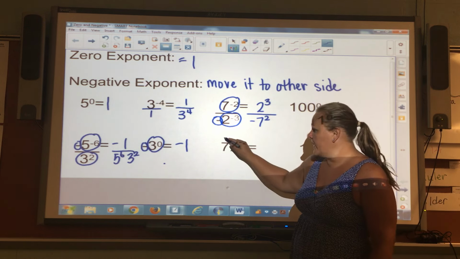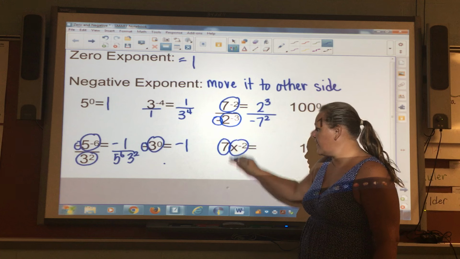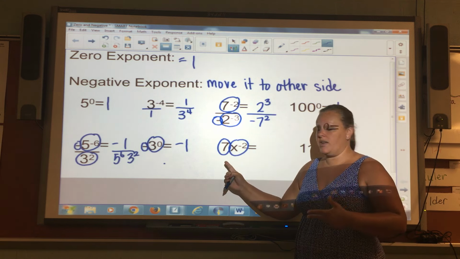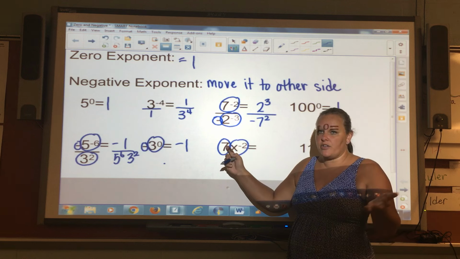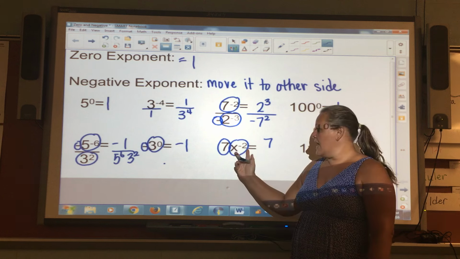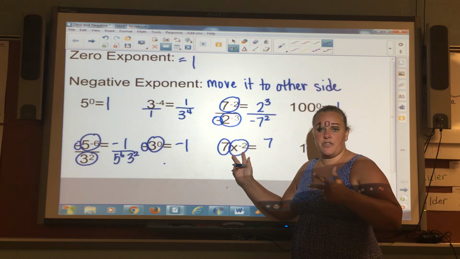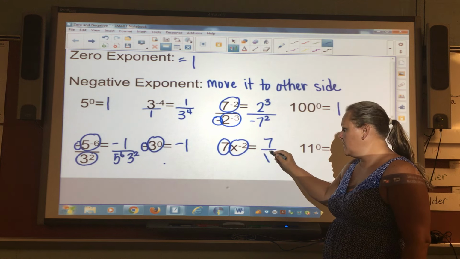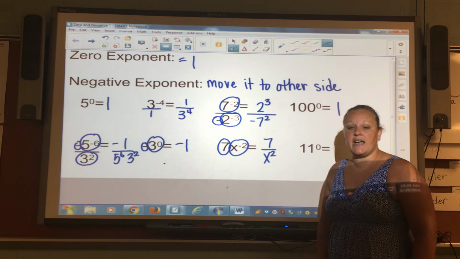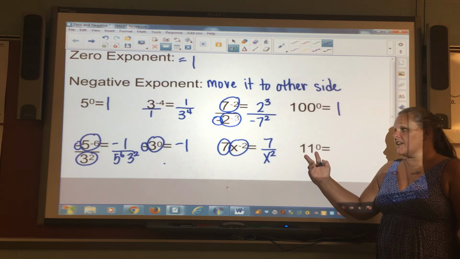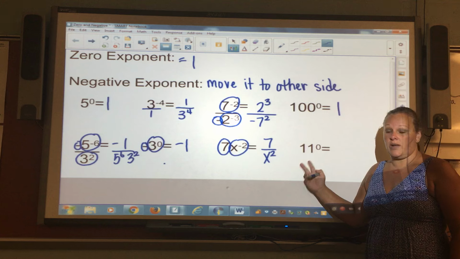Here again, we have 2 things to consider. The 7, is it going to stay, move, or turn to 1? It has a positive exponent, or there's no exponent, so it will stay where it is. And the x, is it going to stay, move, or turn to 1? It has a negative exponent, so we will move it to the bottom of the fraction so that exponent can become positive.